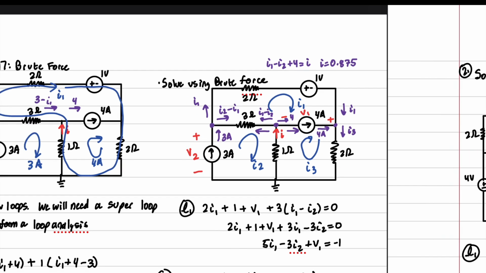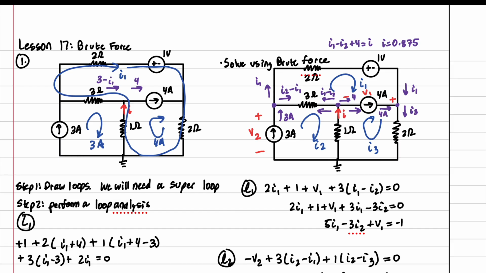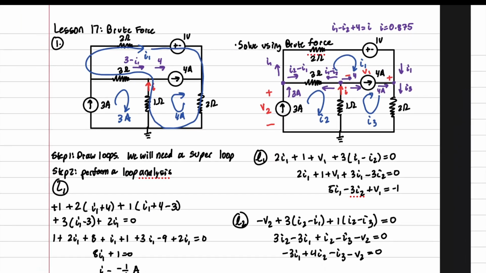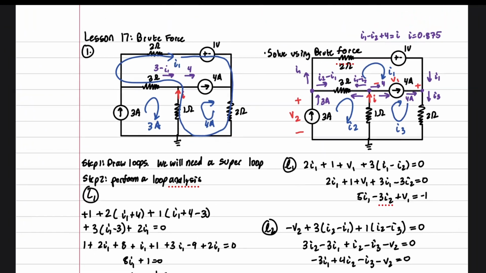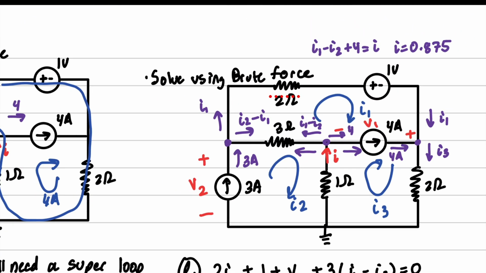Now, you may be wondering, why the heck am I going to do this? This was a lot more math. I even got confused doing it when I was doing this node right here. Why would I do this? Well, tell me, what if you were asked to find V2 right here, and it asked you to do it with loop analysis? How would you do it? Well, you would do it with the brute force method.